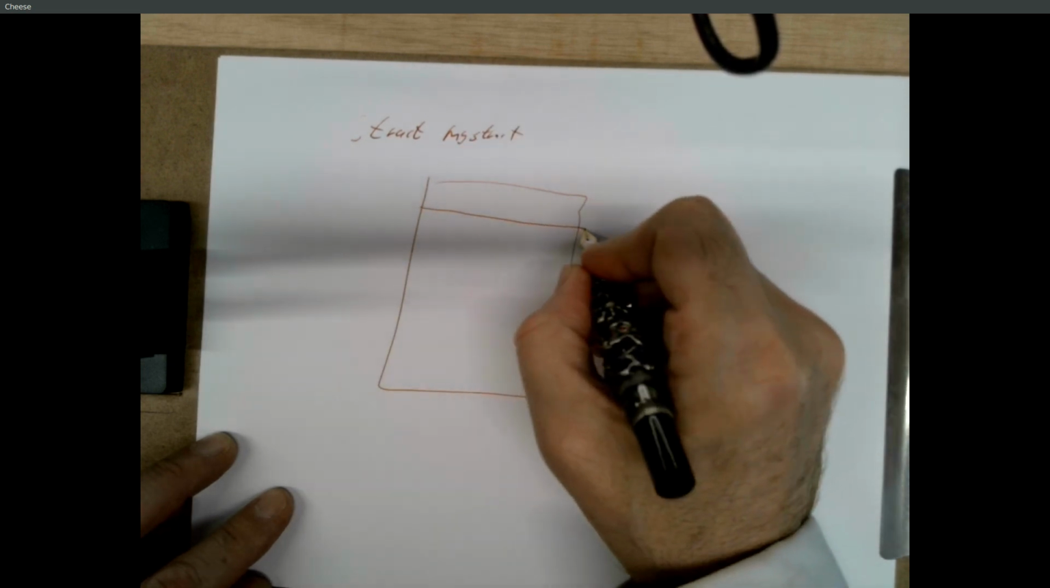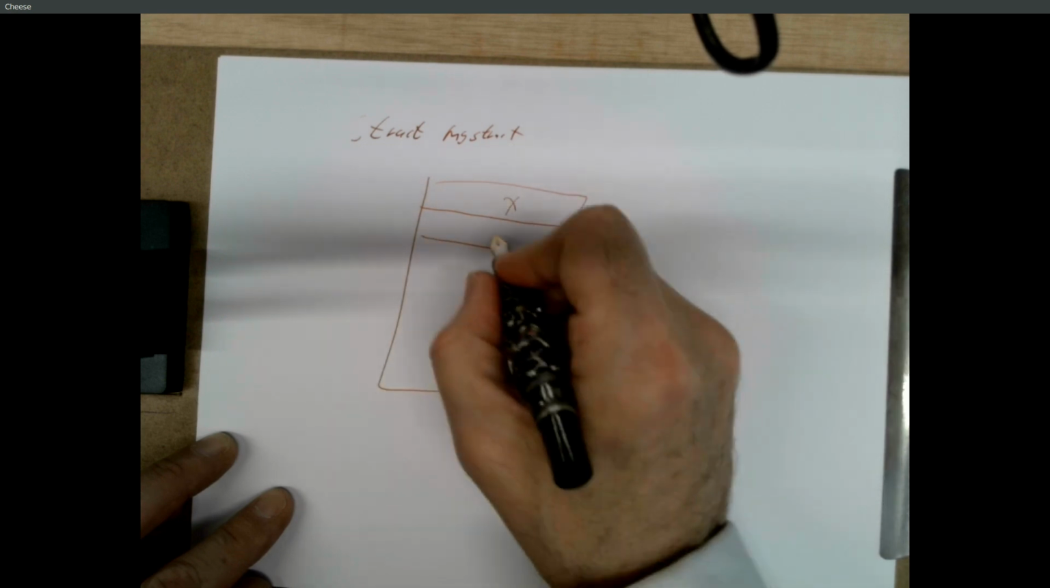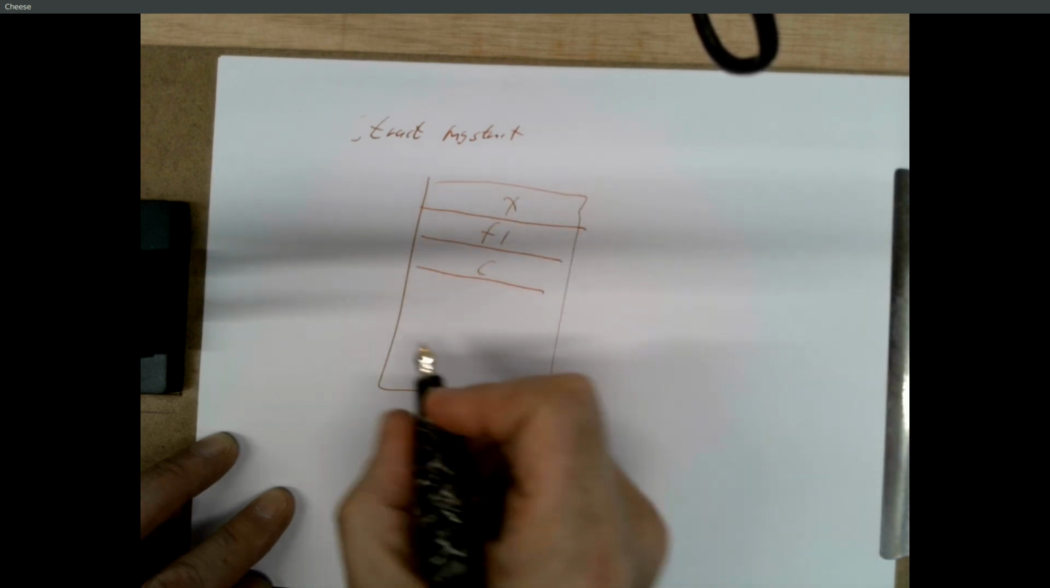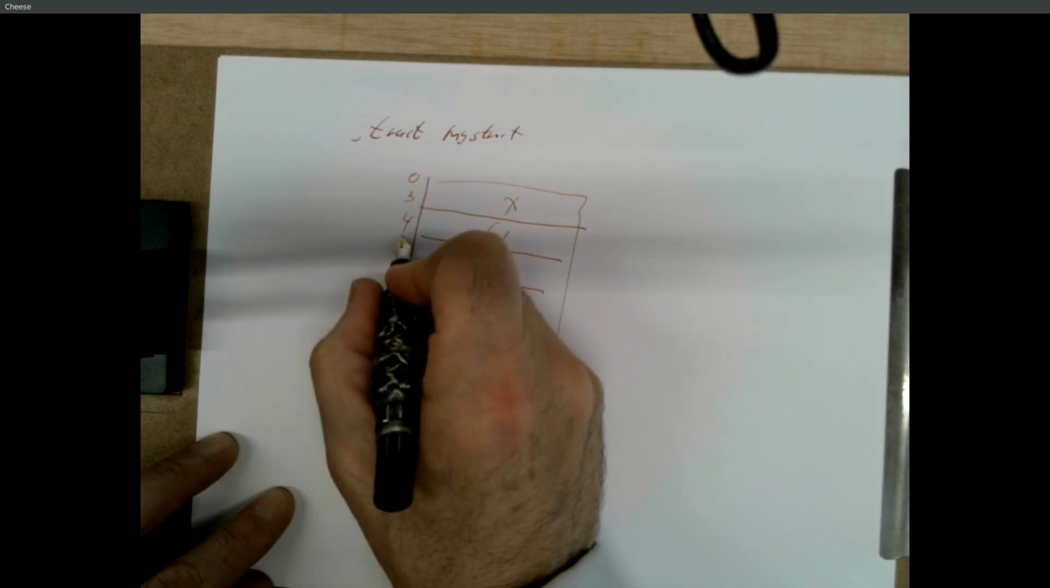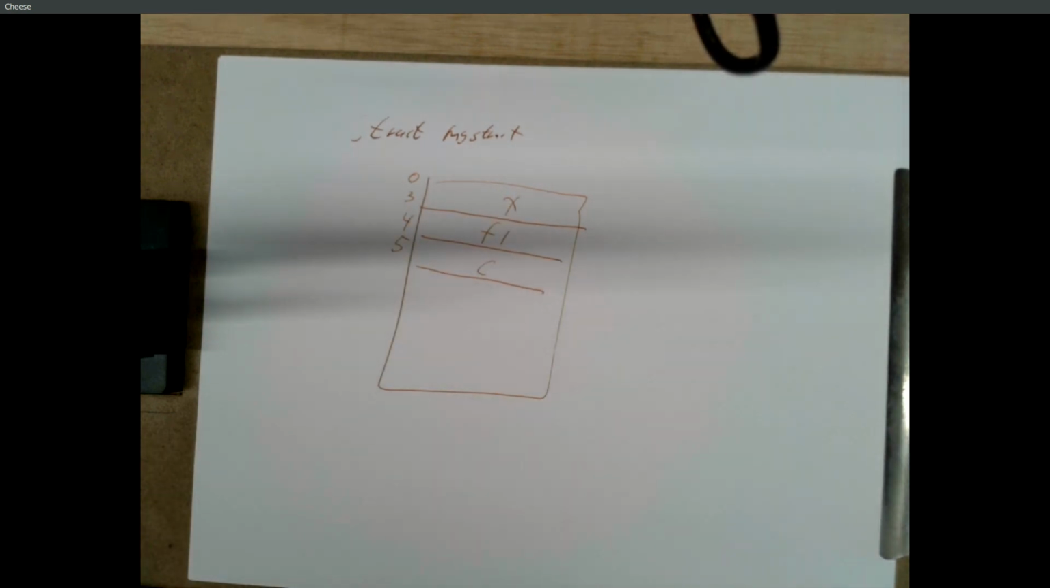And say this is X, and this is F1, and this is C. And this starts from location 0 to 3, and this is location 4, and this is location 5, and make a map.